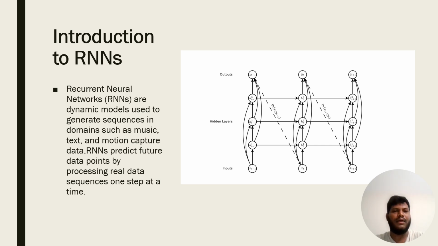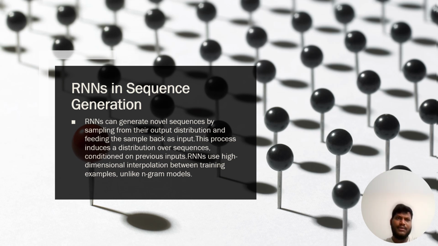Now we are introducing RNNs. Recurrent neural networks are dynamic models used to generate sequences in domains such as music, text, and motion capture data. RNNs predict future data points by processing real data sequences one step at a time. Here is a diagram for an RNN; it has output, hidden layers, and the inputs. RNNs in sequence generation can produce novel sequences by sampling from their output distribution and feeding the sample back as input. This process includes a distribution over the sequence conditioned on a previous input.